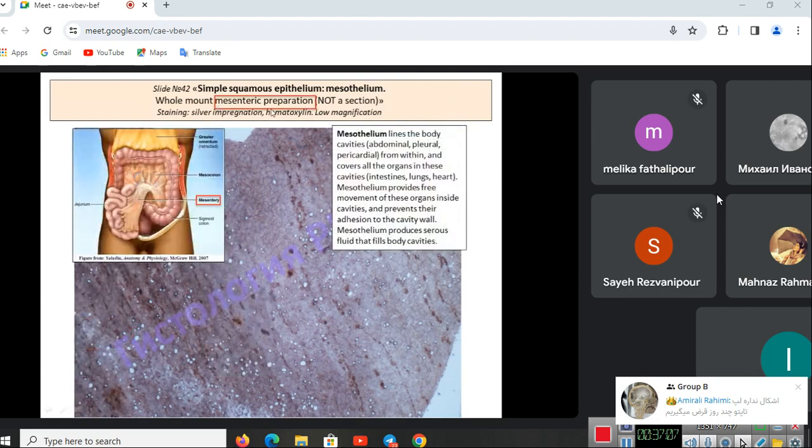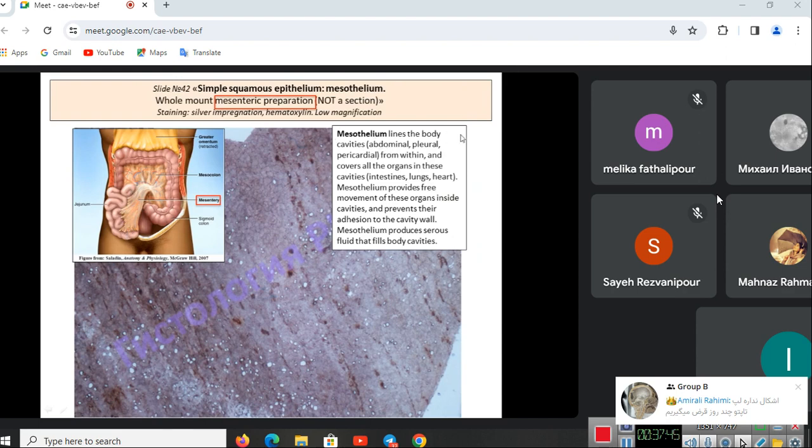Next, what is mesenteric preparation? And what is mesothelium? Mesentery is shown here. It is the film through which blood vessels go, which give blood supply to the intestines. So mesentery helps the intestine to be attached to the wall of the abdominal cavity, and also through the mesentery blood vessels and nerves go to the intestines.